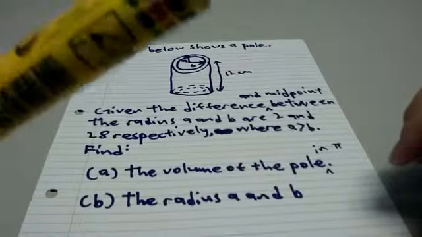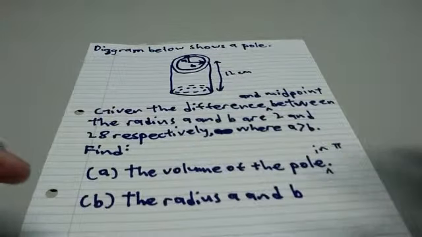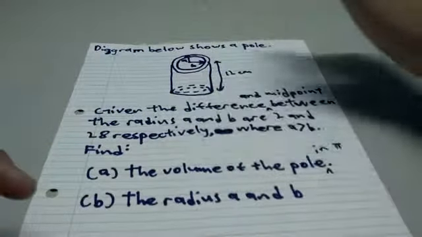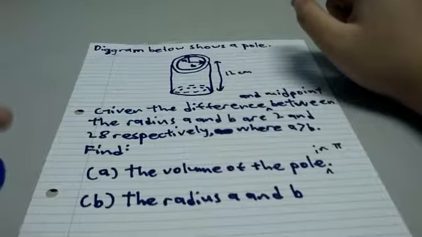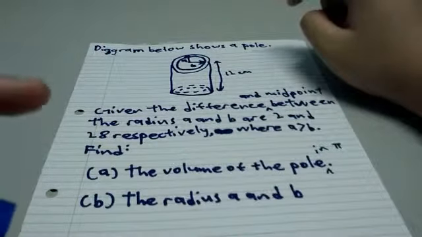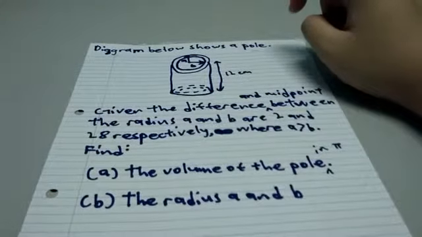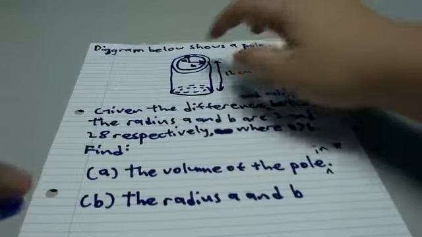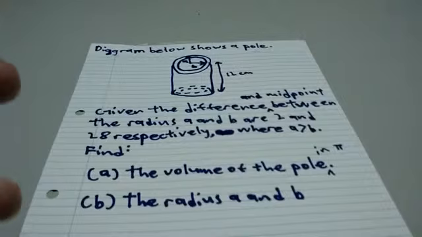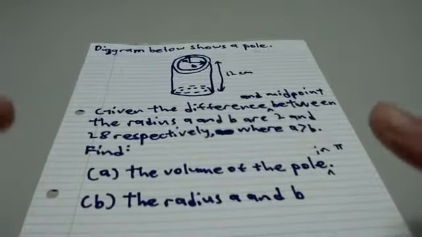Today we are going to solve a geometric problem, which is this. Given a pole, the difference and the midpoint of the radii A and B are 2 and 28 respectively, where A is bigger than B, as stated in the diagram above. The question is to find the volume of the pole in terms of pi and the radii A and B.